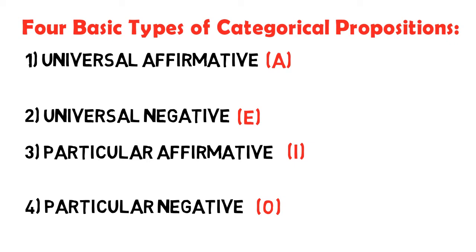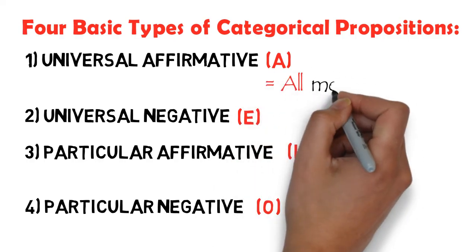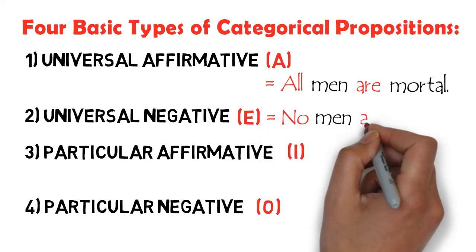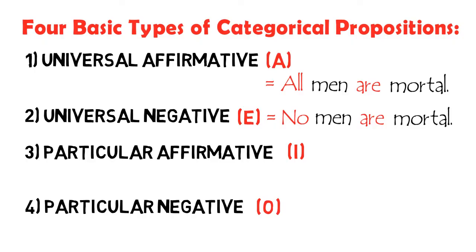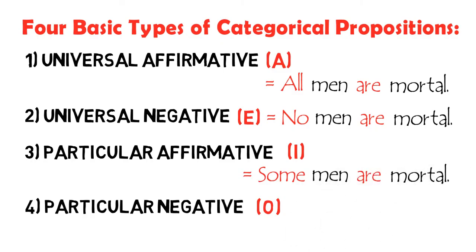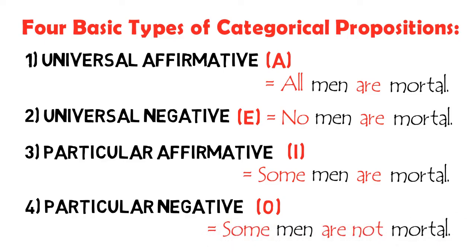Consider these examples. Universal affirmative A: all men are mortal. Universal negative E: no men are mortal. Particular affirmative I: some men are mortal. Particular negative O: some men are not mortal.